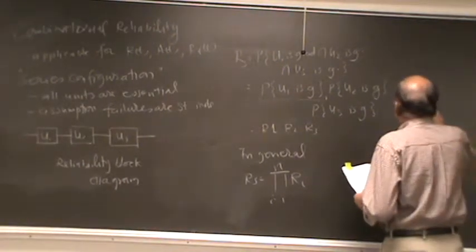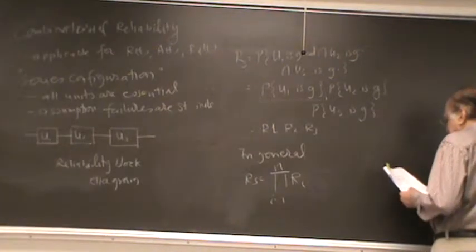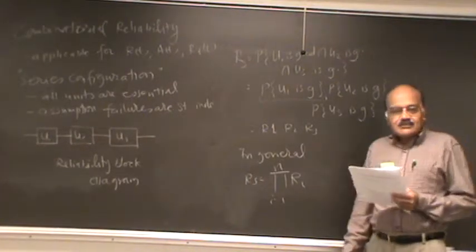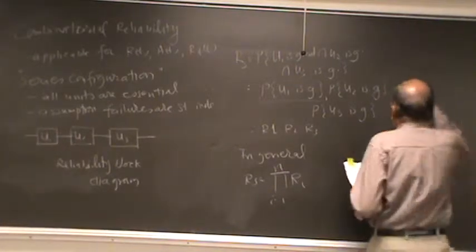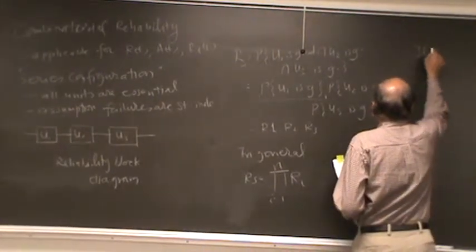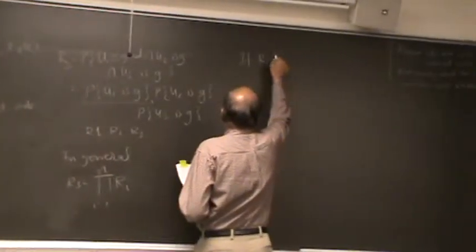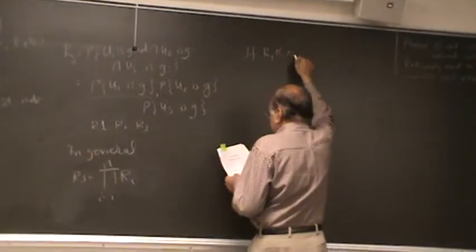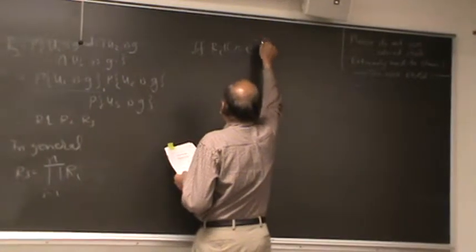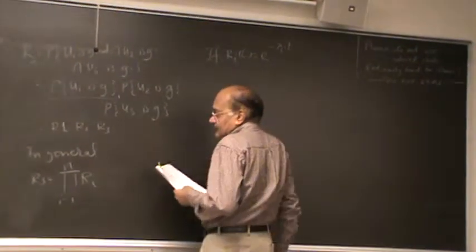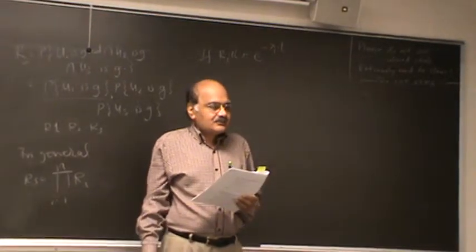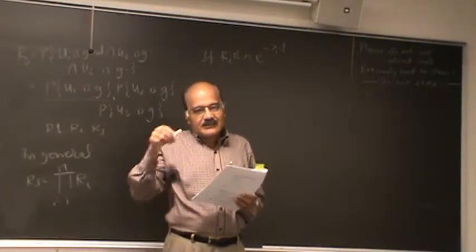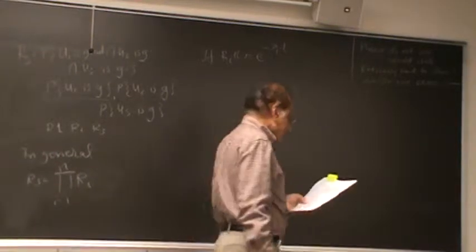Okay, now let us look at an example. I don't know if I should call this an example. This is actually a very important case. Now let us consider this. If RIT is given by e raised to minus lambda sub IT, so let us assume that they are subject to permanent failures and each has its own failure rate.